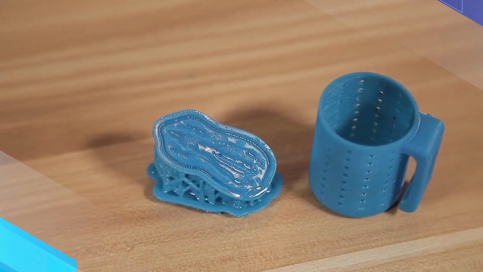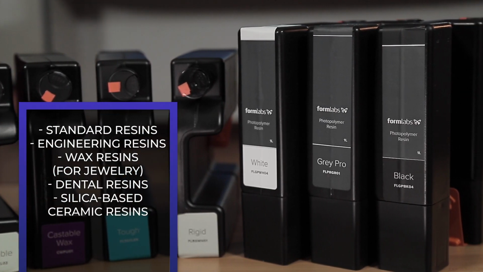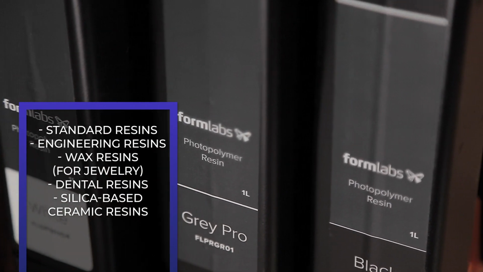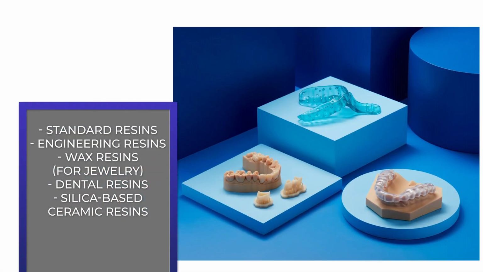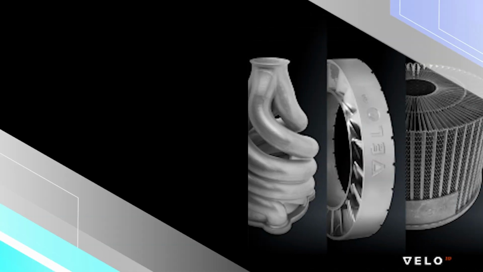AMCen has a wide variety of homogeneous resins to choose from, such as standard resins, clear resins, draft resins, engineering resins, dental resins, and castable wax resins. And here are some sample prints.